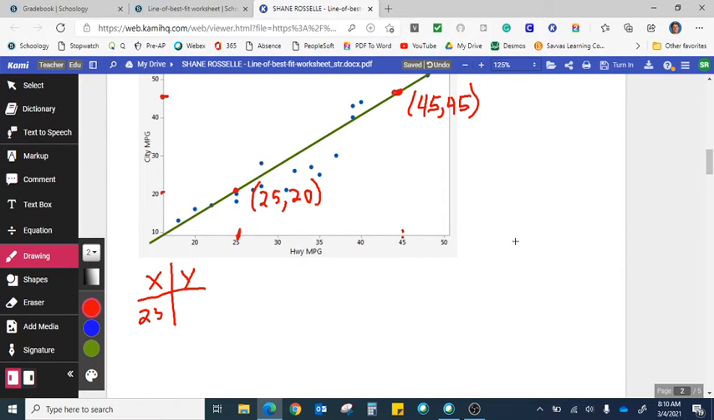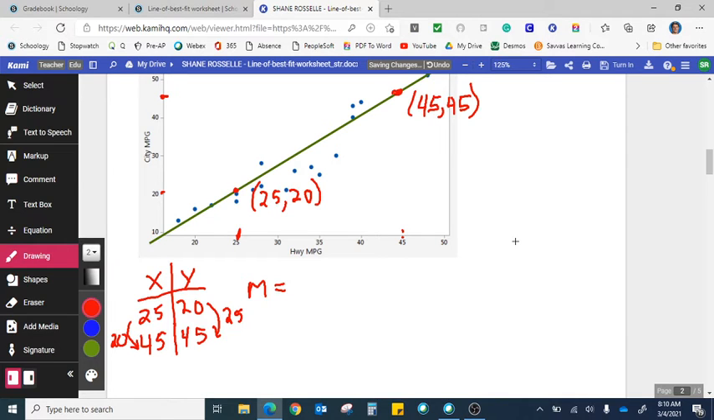There's my first point, (25, 20). And then my second point is (45, 45). I'm going to take the change in the y over the change in the x. So m equals, to go from 20 to 45, that's 25. To go from 25 to 45, that's 20.